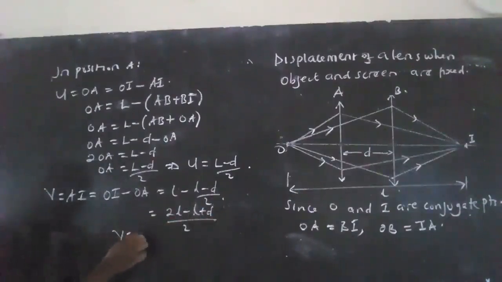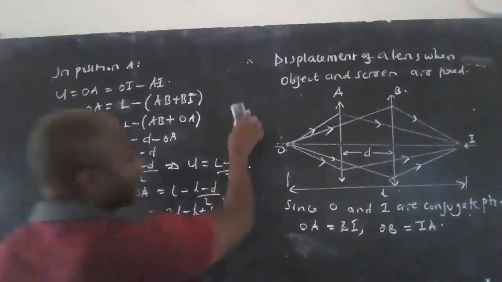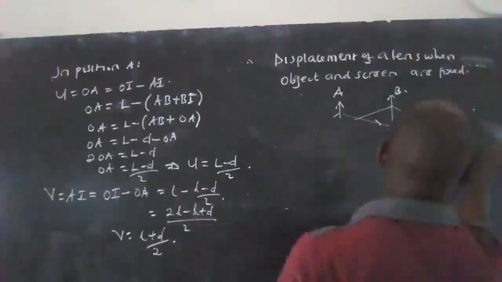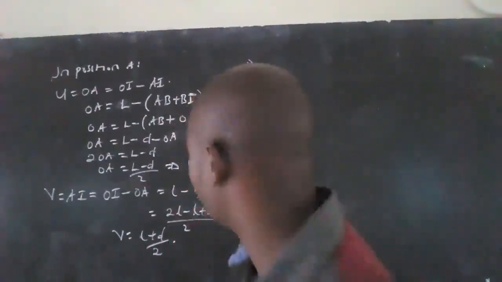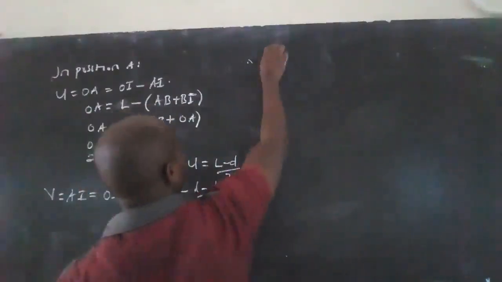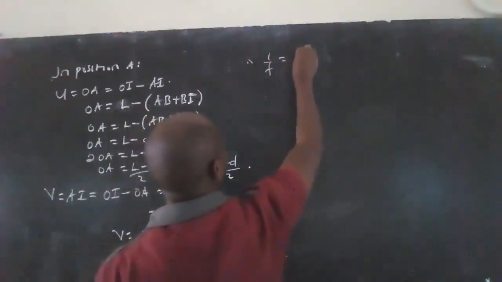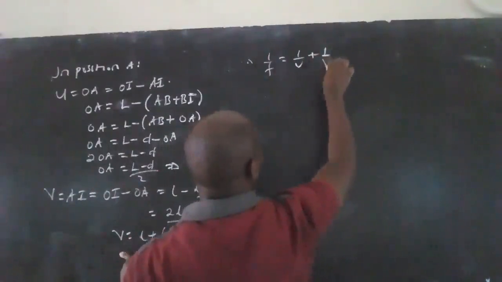So V will become L plus D over 2. From there, can you move this diagram now? We no longer want this diagram. Then we shall now say that 1 over F equals 1 over U plus 1 over V.